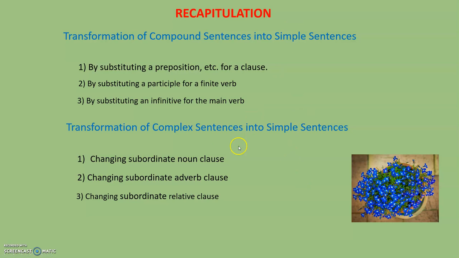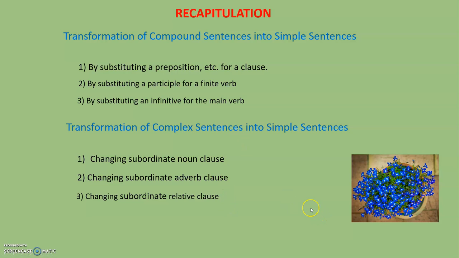We can just recap what we have already done. How do we transform a compound sentence into a simple sentence? By using a preposition, by substituting a participle for a finite verb, or by substituting an infinitive for the main verb. How do you transform a complex sentence into a simple sentence? By changing the subordinate noun clause, by changing the subordinate adverb clause, or by changing the subordinate relative clause.